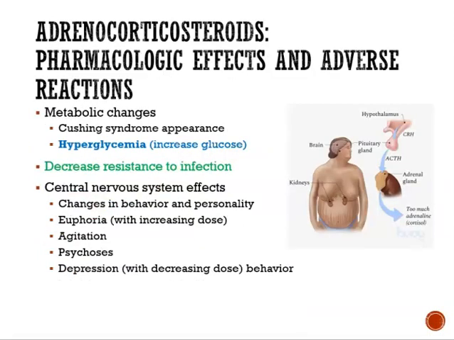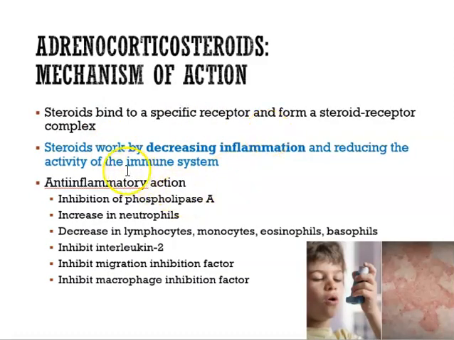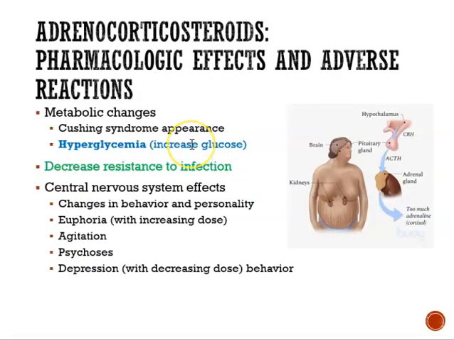What else can happen? When we have lots of cortisol in our body, if we're taking medications that give us a lot of cortisol, like prednisone, we can also get hyperglycemia. We could get lots of sugar in our body. Okay, so we know it decreases inflammation. We know that our immune system can stop working. We now know that it also increases glucose, and this could be concerning for our diabetic clients. Decreased resistance to infections, or we're more prone to infection because our immune system is not working.